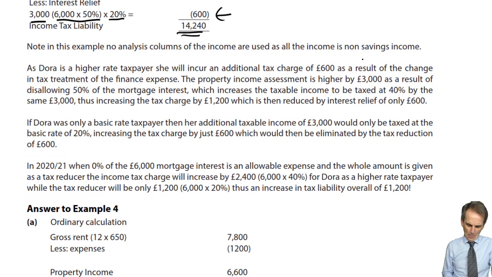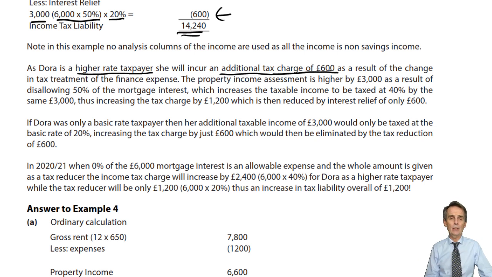Just to explain, though, what's going on, we know Dora is a higher rate taxpayer. She's going to incur, as a result of the changes in the treatment from once being an allowable expense to now, only for 1819, being half allowable expense, half tax reducer, an additional tax charge, an increase in her tax of £600 as a result of the change in that tax treatment.